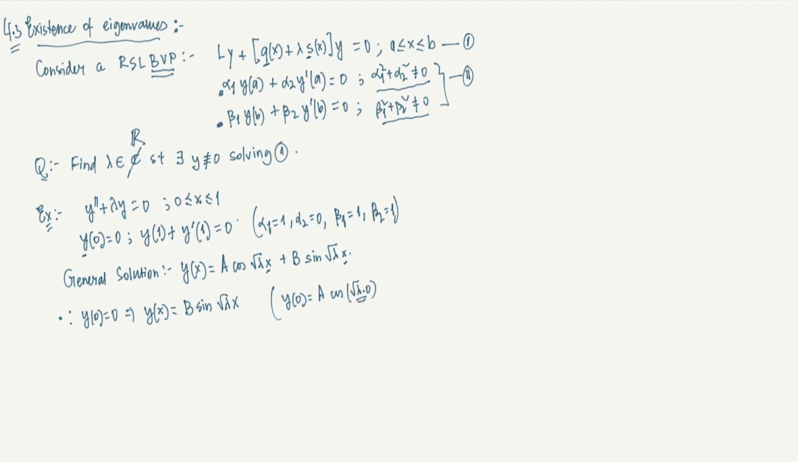So this is going to be cosine 0, which is 1, plus b sine root lambda times 0. This is going to be 0. So basically you are only left with 0 equals a. So a is going to be 0. Essentially the first term is gone and we are only left with this. That's the idea. Clear? Now let's understand the next one.